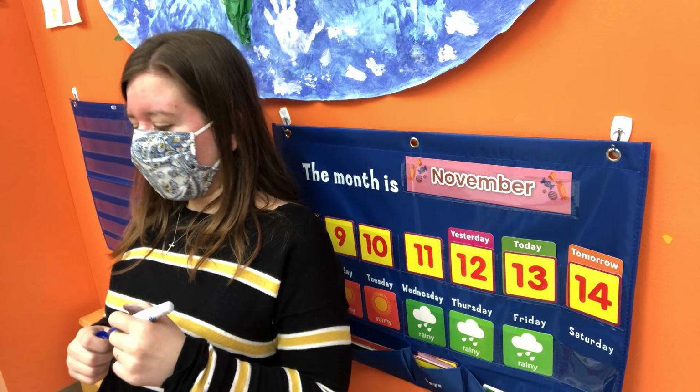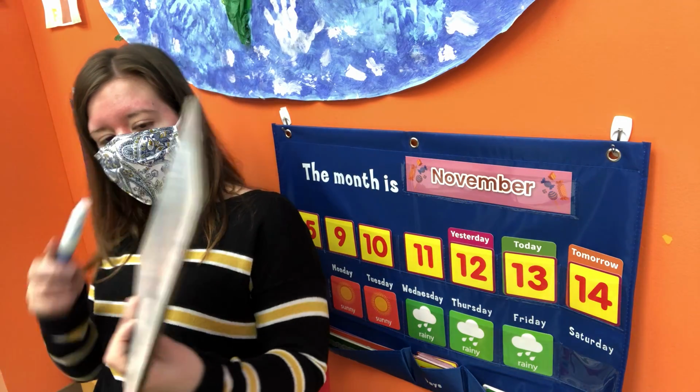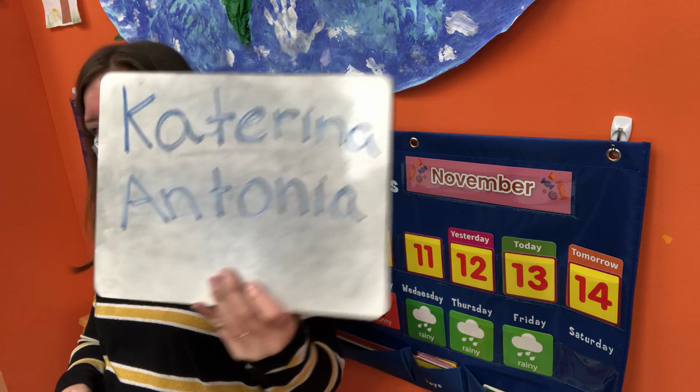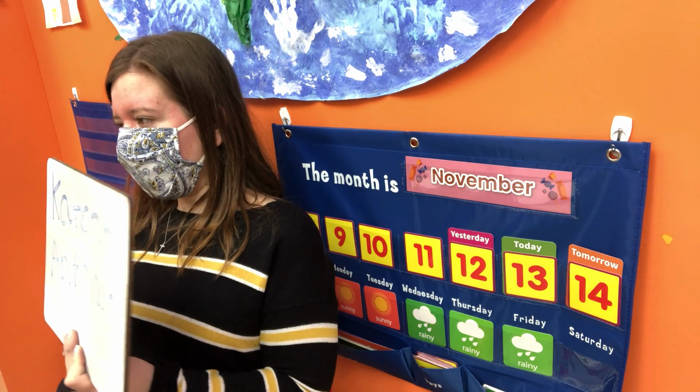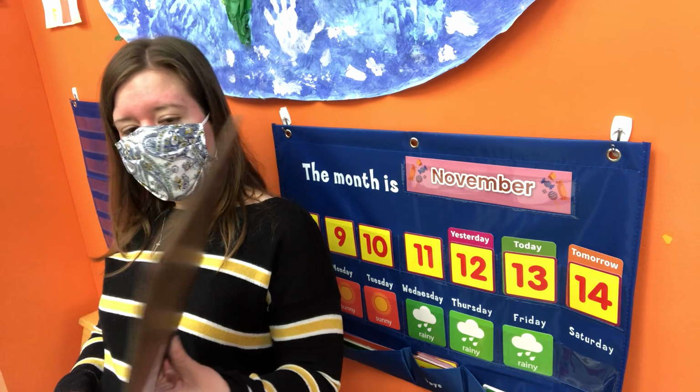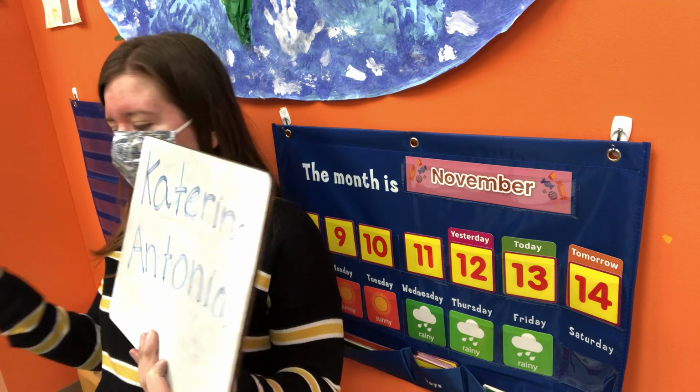So I wrote 2 names here. Whose names are right here? Katarina and Antonia. I wrote Kat's name and Antonia's name. So can you guys, we're going to do matching. What letters do they both have in their names? A. No, first, let me hear, raise your quiet hand. A.